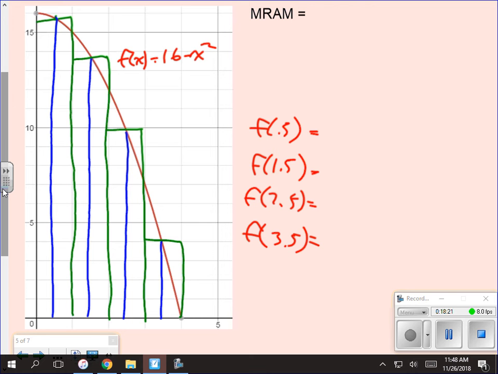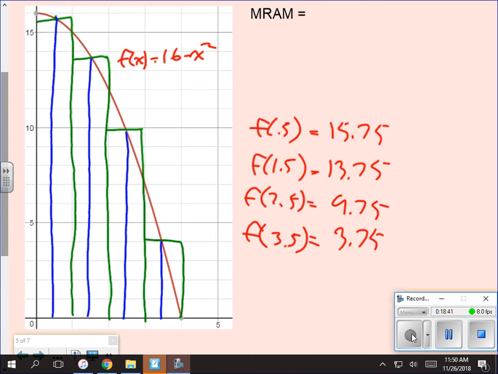If you don't have a grid, you can still find the right, the left, and the midpoint by plugging the x values into your function. That will give you the height of your rectangle. The height is the function at that point. It's the y value, the f of x value. Please calculate MRAM.